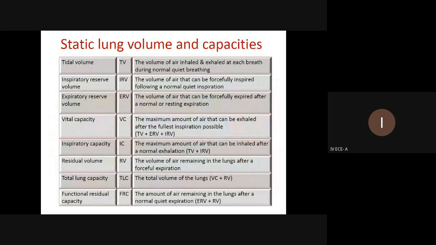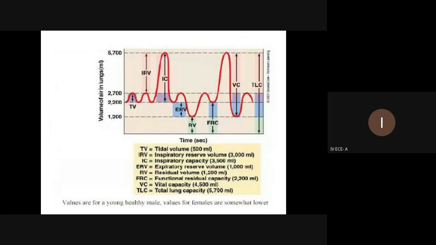These are the static lung volumes and capacities we have already discussed. This is the general graph for the respiration measurements, for values of a young healthy male. Values for females are somewhat lower. When compared with females, the young healthy male has a higher respiration rate.